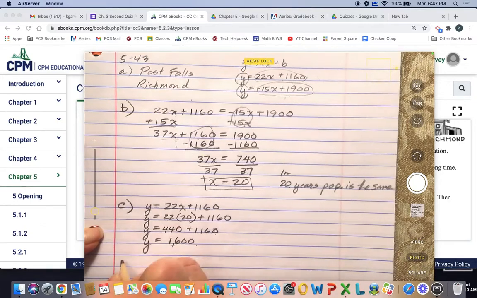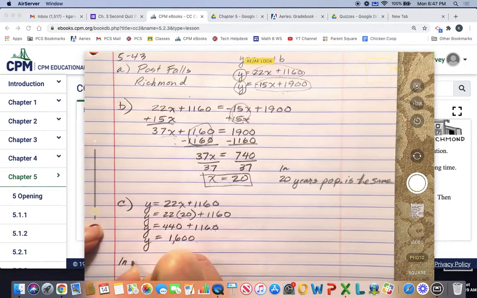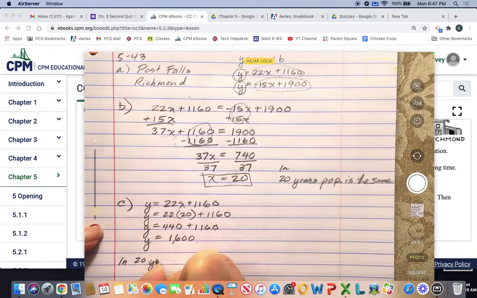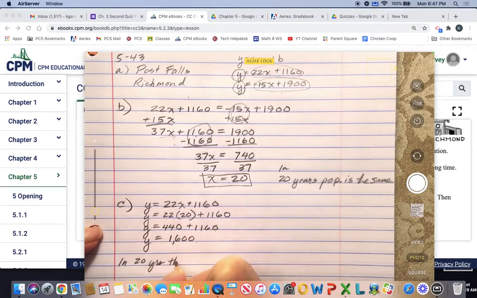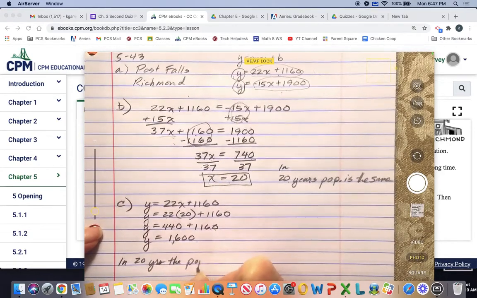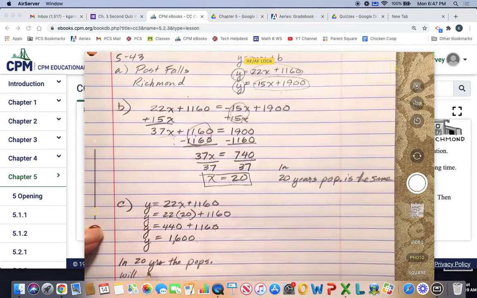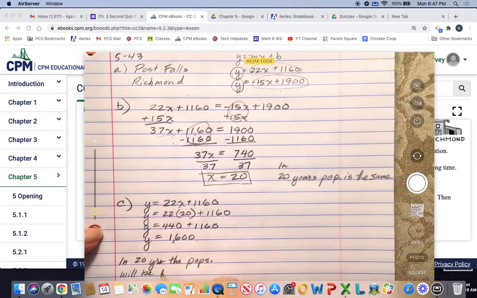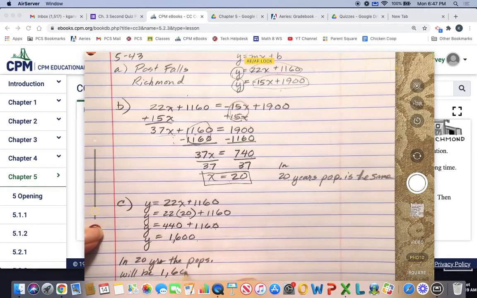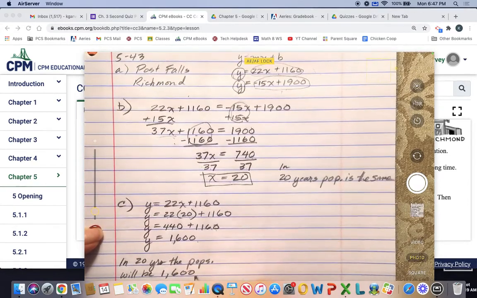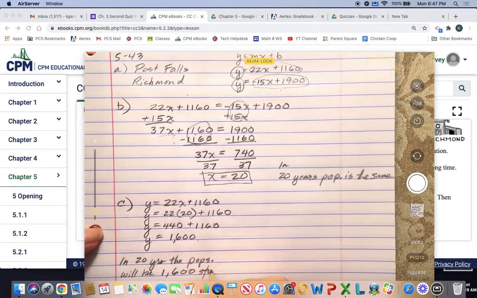So in 20 years, the population, because it's both schools, will be 1,600 students.